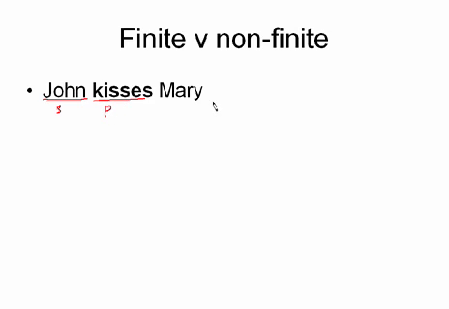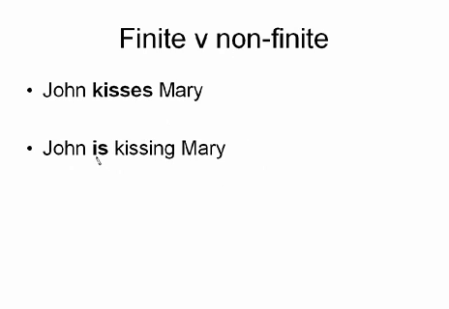So if we begin by first of all looking at how you can distinguish finite and non-finite verbs. In this example, John kisses Mary, John is the subject, kisses is the predicator, and Mary is the direct object. Somebody does something. Now, when there is only one verb in the predicator, then it is always a finite verb, because there is only one verb there.